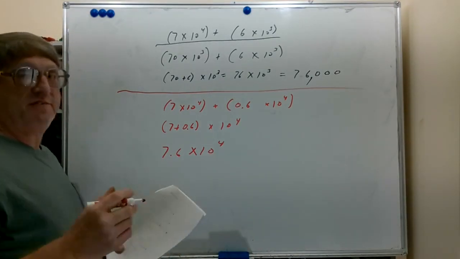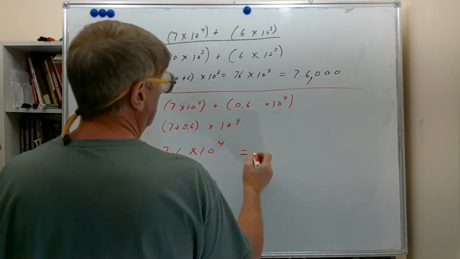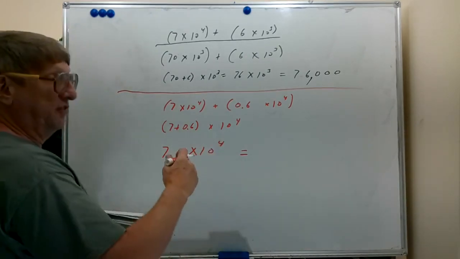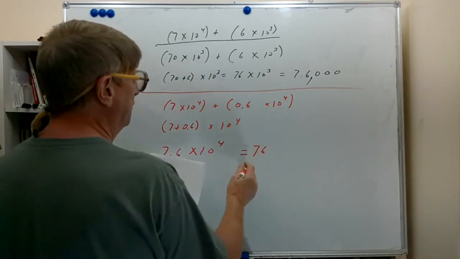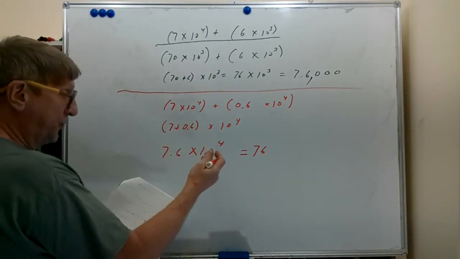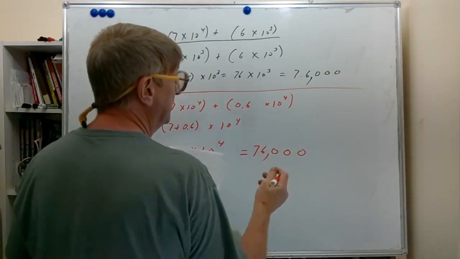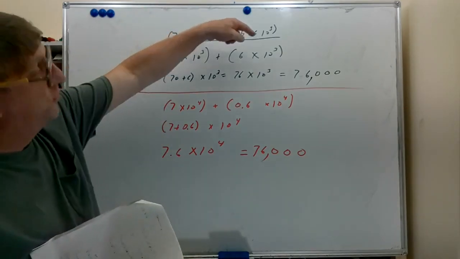But now we want to convert it to an ordinary number. Well, we got the 7.6. We want to move the decimal place forward to the right to get rid of this. Well, if we write 76, we've moved it 1 to the right. We've got to go 3 more, so we've got to add 3 zeros. So there you are. We got the same answer regardless of which one we changed to match.